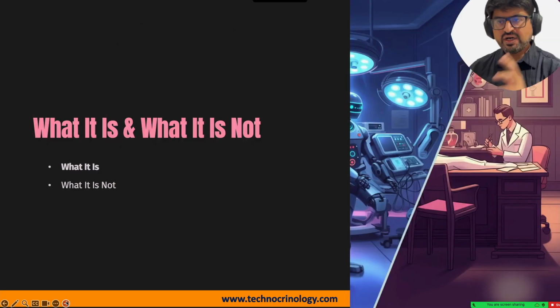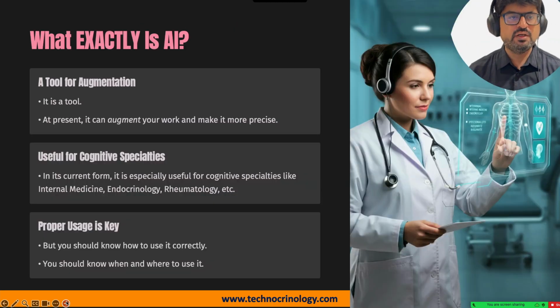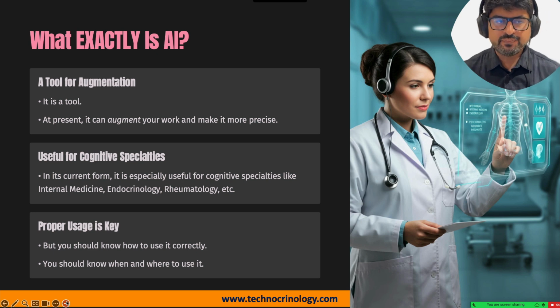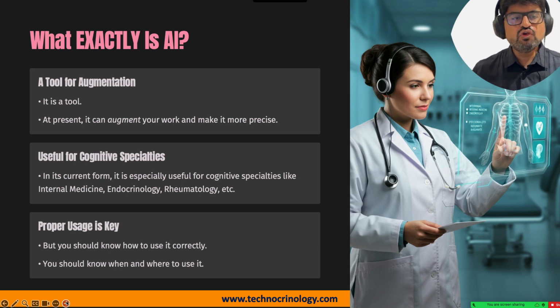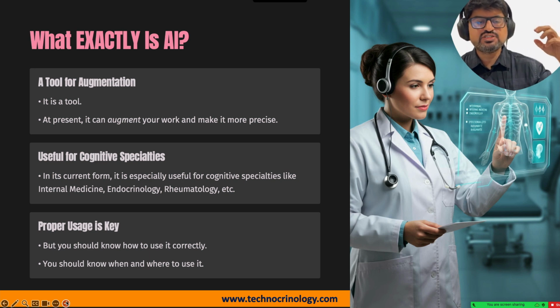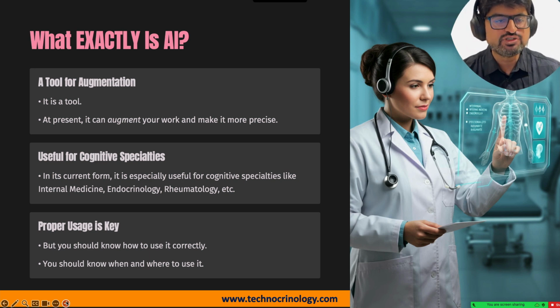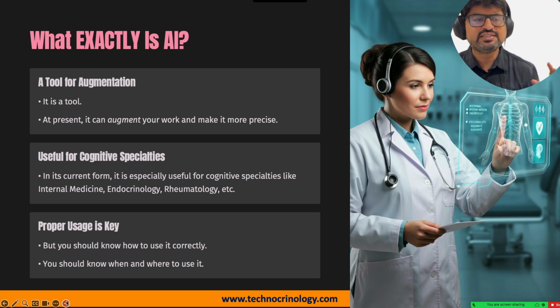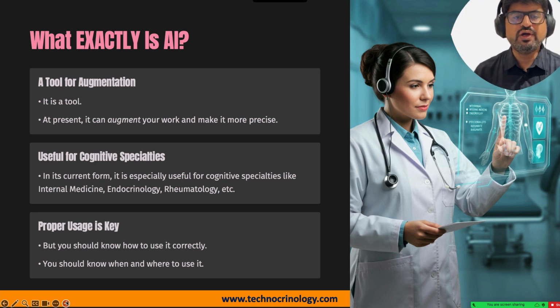So what is it and what is it not? So what exactly is AI? AI is a tool for augmentation. It's not a tool which wants to replace you. It is not intended for that. It is intended to augment you, to help you.